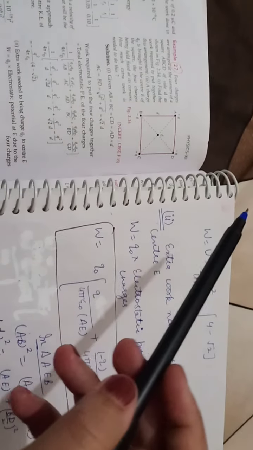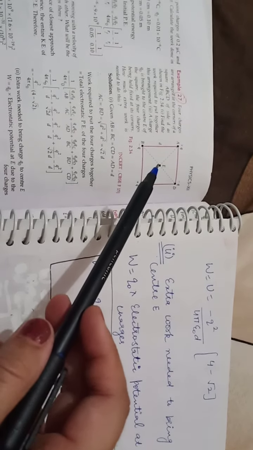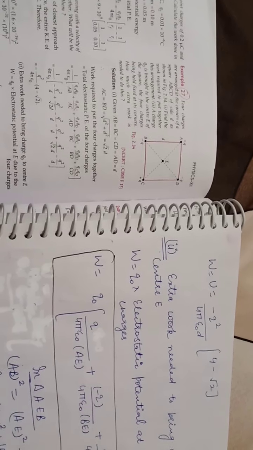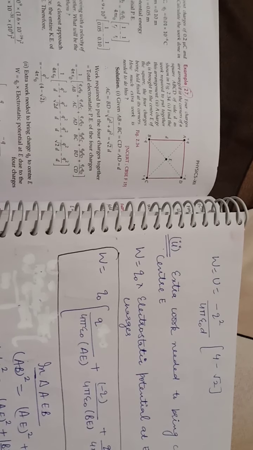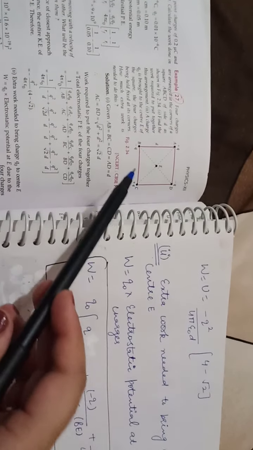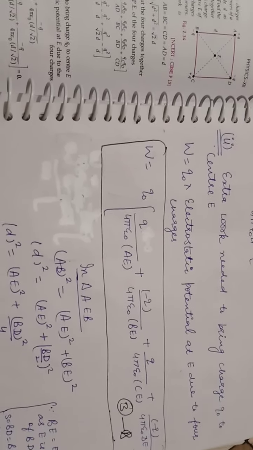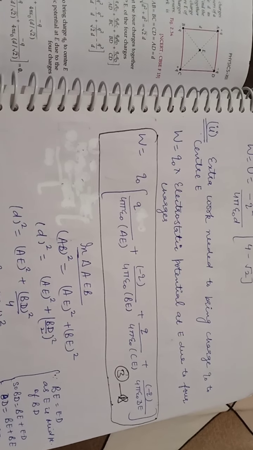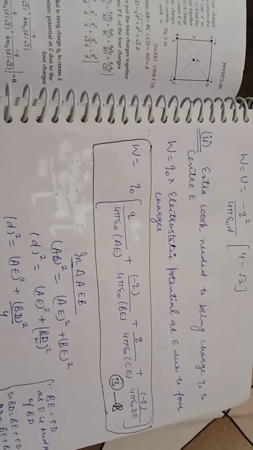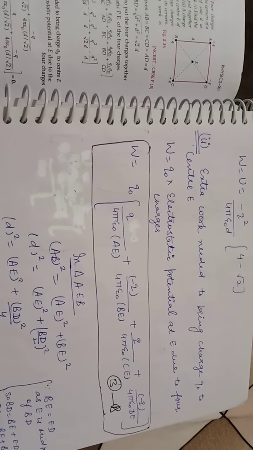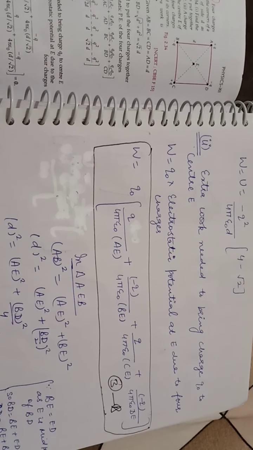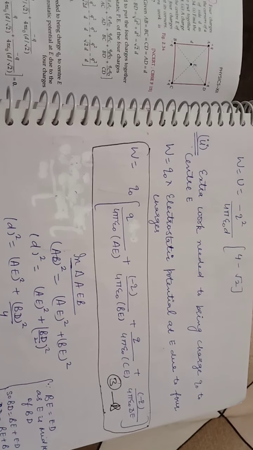In the second case, when we bring the test charge Q naught to the center of the square, how much extra work do we have to do? How much extra work do we have to do when we bring the test charge Q naught to the center of this square? So we know work is equal to the charge Q naught, which we have to bring from any particular point to the center E of the square, times the electrostatic potential at E due to the four charges.